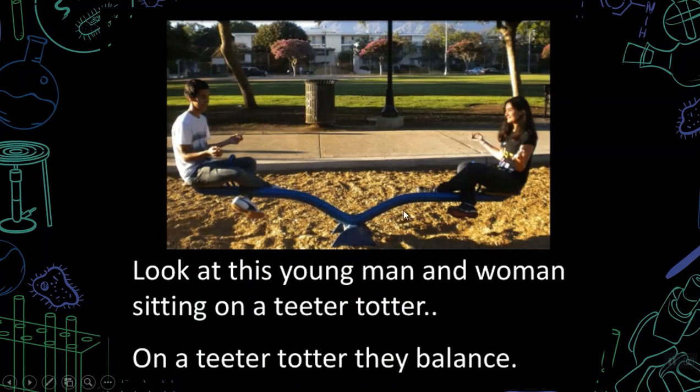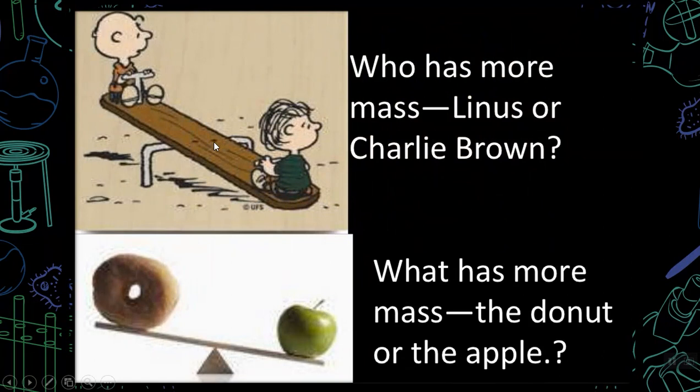Look at this young man and woman sitting on the teeter-totter. On the teeter-totter, they balance. It means the mass in their bodies is the same, and they have a balance of their mass. Here, who has more mass? Linus or Charlie Brown? Of course, Charlie Brown has more mass. And what has more mass here? The donut or the apple? You answer.